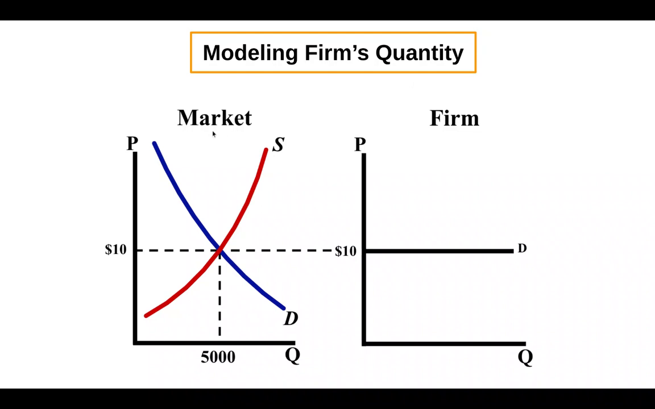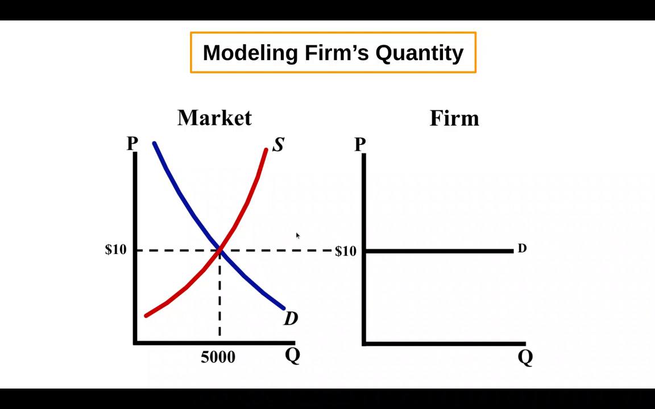Another thing you're going to see is that we have the equilibrium price of $10. And what we're showing here with this dotted line is that the firm is taking that $10 price from the market. Remember in the last video, we said that the firm is a price taker, so they have to take their price from the market. From that, we've drawn the demand curve for the firm, and you'll notice it's a horizontal line.